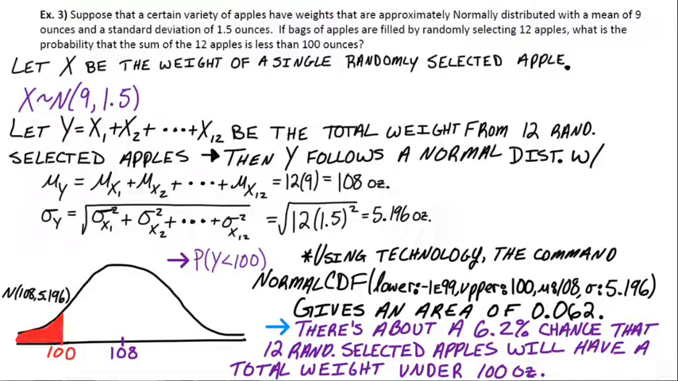So I know we use a lot of stats notation. In fact, we use Y as our random variable, but our final answer in context here, anyone should be able to understand that. Whether or not they've had AP Stats, they can understand that there's a pretty slim chance that we get 12 randomly selected apples weighing less than 100 ounces.